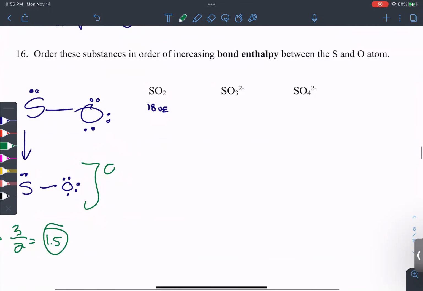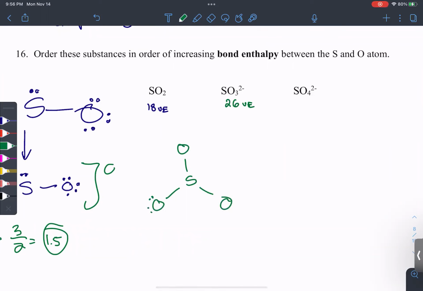So if we do sulfite, that is 26 valence electrons. So sulfur in the center, a bunch of oxygens. So 6, 7, 8, 9, 10, 11, 12, 13, 14, 15, 16, 17, 18, 19, 20, 21, 22, 23, 24, 25, 26. Okay.